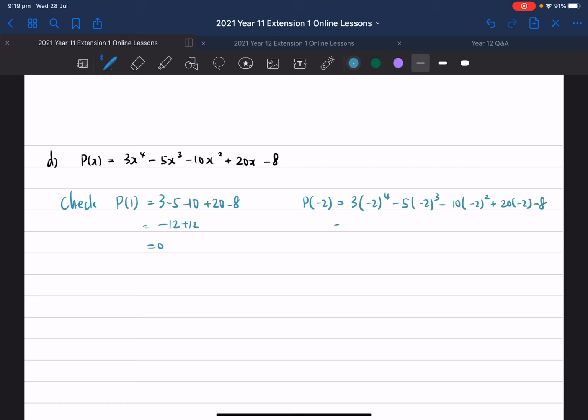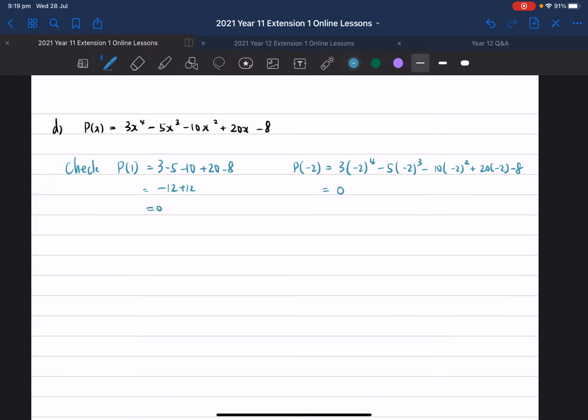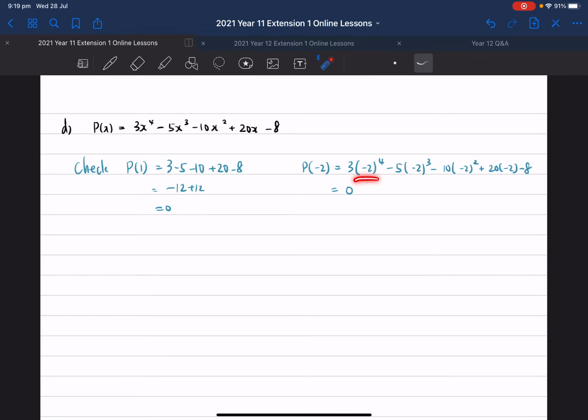Now to save us a bit of time, we can just assume that's equal to 0. Obviously, don't do that in the exam. It's a show question, so please show it term by term. At least work out the answers there. Don't just write down that it's equal to 0. So therefore we can conclude that x equals 1 and x equals minus 2 are the roots.